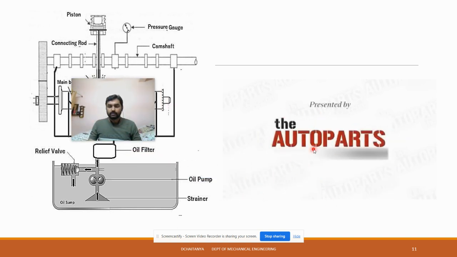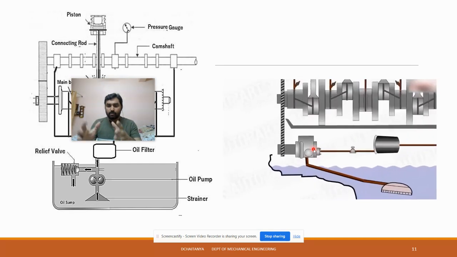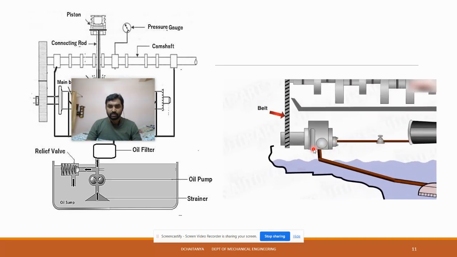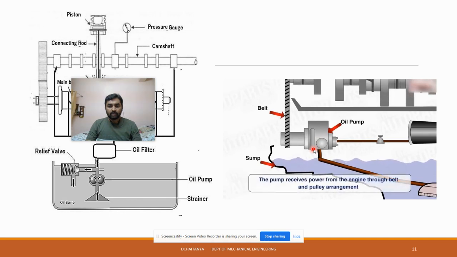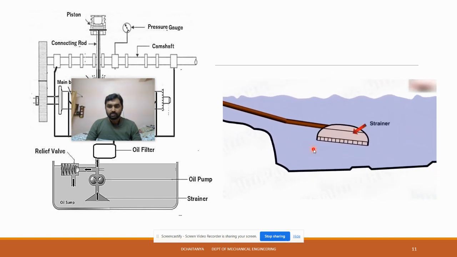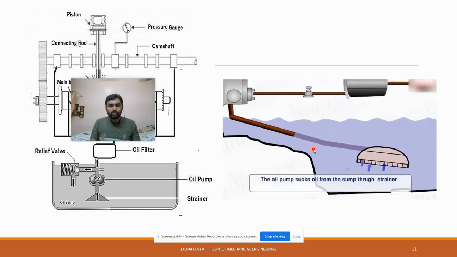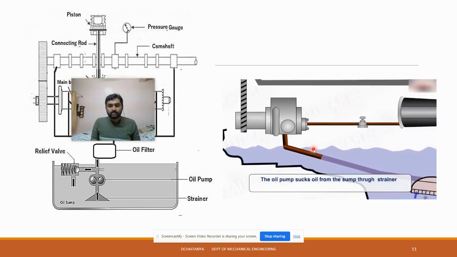So this is presented by auto parts, where you can see the dynamic motions of all parts, how it will be filtered, and you can see the oil sump where it receives power from an engine through belt and pulley. So whatever brake power is obtained from the indicated power during combustion, the sub channels will consume that power, and that will be used as an application.